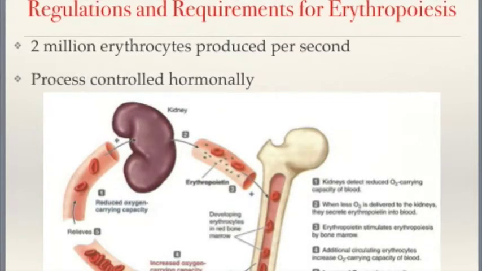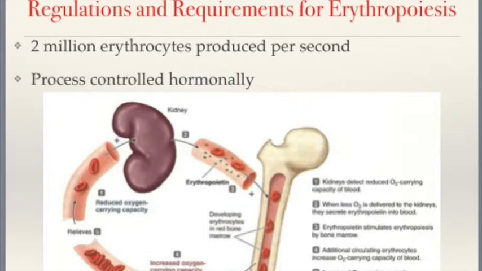All right, the rate at which red blood cells are produced is regulated primarily by your kidney. So on average, about 2 million erythrocytes are produced per second, but this process can be increased or decreased, and it's controlled hormonally. Basically, kidneys detect reduced oxygen in the blood. They detect hypoxia.